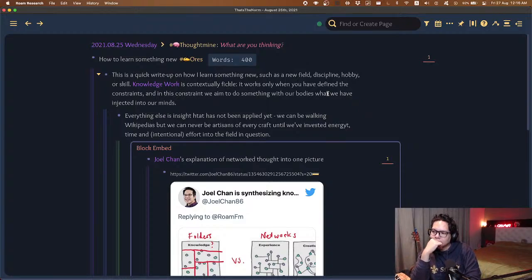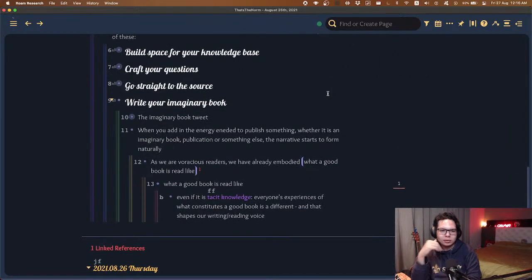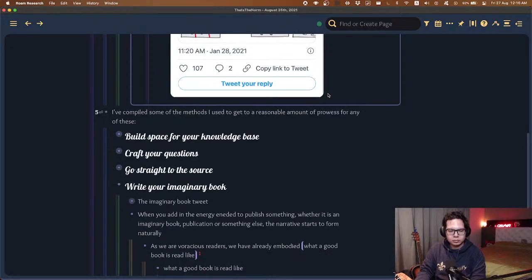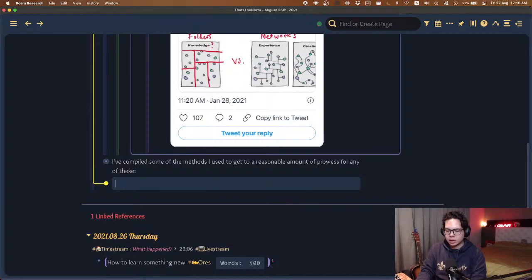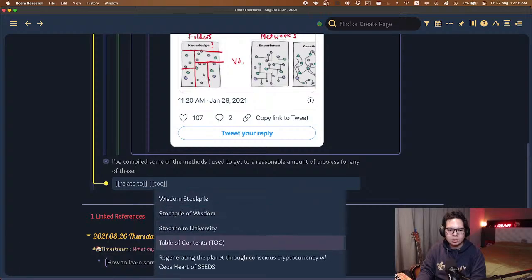This one was a quick note I wrote on how to learn something new, which is related to table of contents actually, because writing those questions on a table of contents is part of the process of learning something new. So it's quite relevant. That's why this is related. So I shall do a relate to TOC.